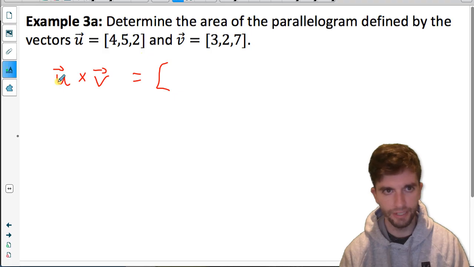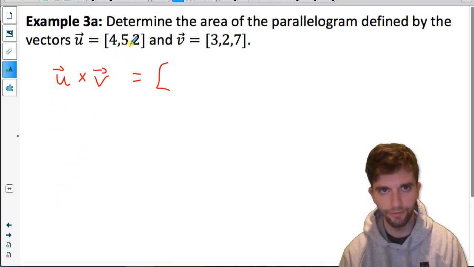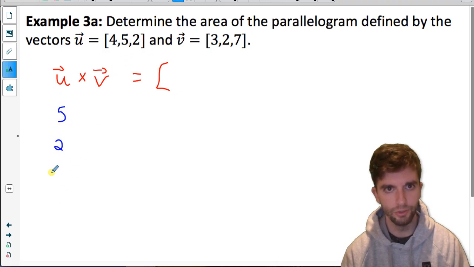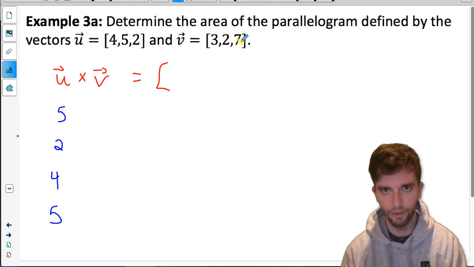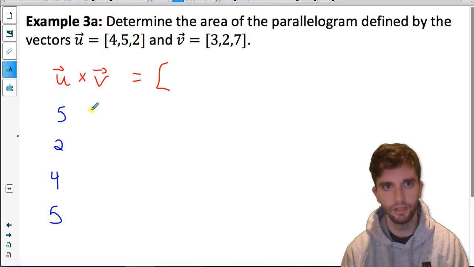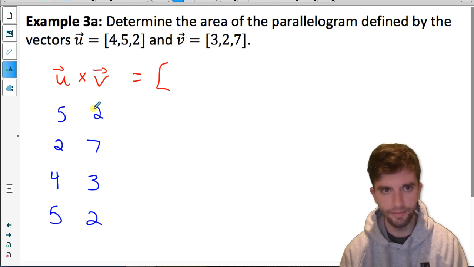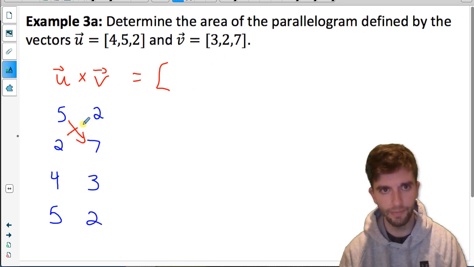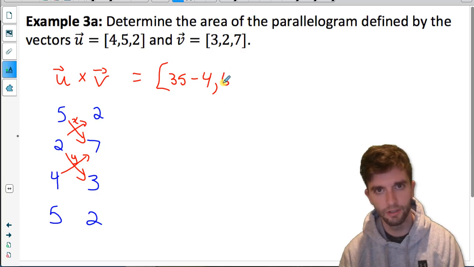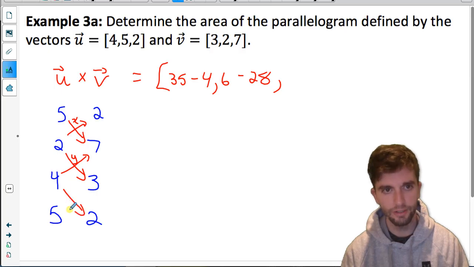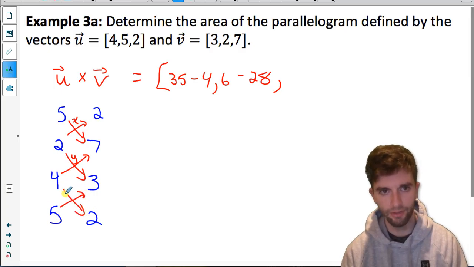So let's list the components of vector u in the proper order. Second, third, first, second. So 5, 2, 4, 5. And then vector v, same thing. Second component, third component, first component, second component: 2, 7, 3, 2. And now to get the x component of u cross v, I do that product minus that product. 35 minus 4. To get the y component, I do 2 times 3 minus 4 times 7. So 6 minus 28. And to get the z component, I do 8 minus 15. That product minus that product.